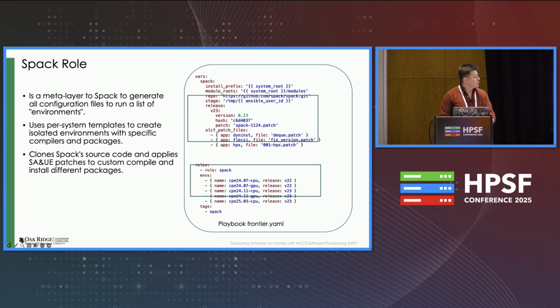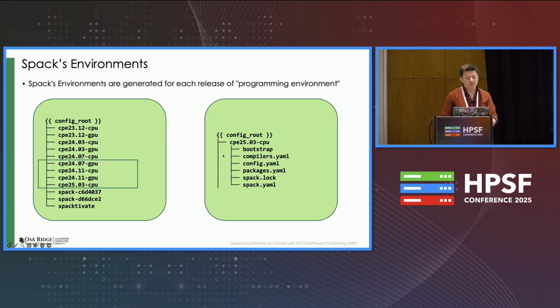So for example, here, this is the playbook for Frontier. You can see you have a list of environments. The list is longer, but just to show you an example. You have a name of the environment, and it uses a particular version of Spack. And here, we define that version of Spack in a variable section, right? Then when it's run with Ansible, it produces folders for the environments, as you can see here.